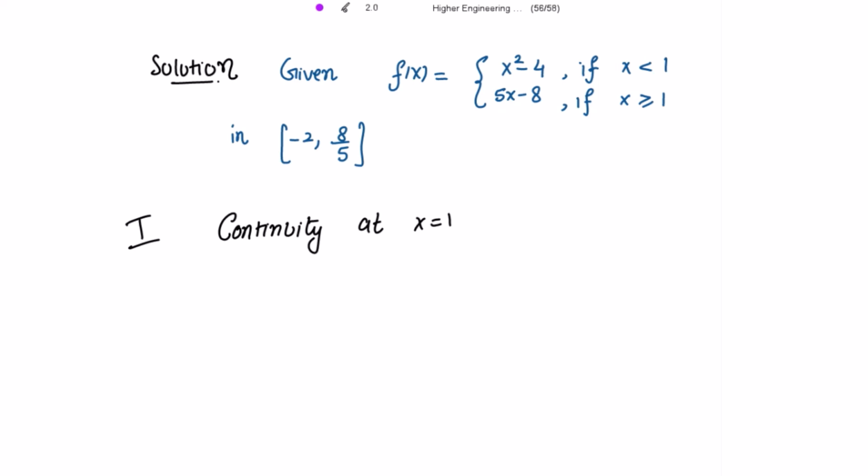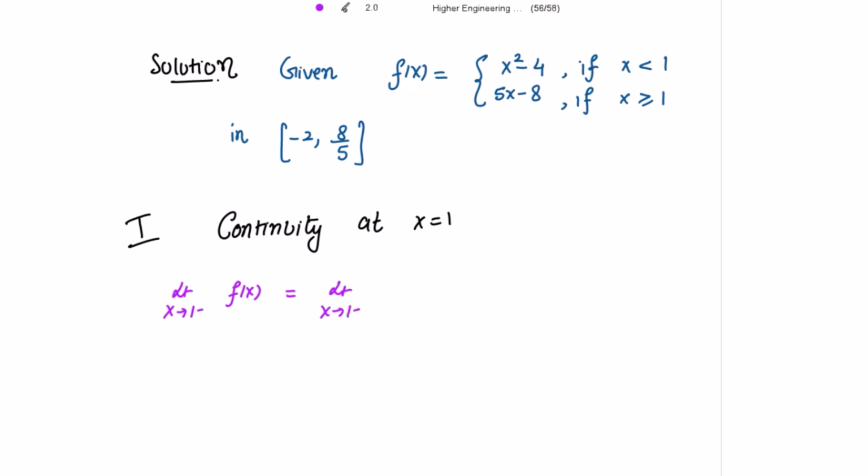So this is the given function, and the first condition of Rolle's theorem is to check the continuity at x equal to 1, right? So let's find out the left-hand limit first. Limit x tends to 1 negative, that is all the values of x strictly less than 1, of the function f(x). For x less than 1, we take the function x² − 4, and putting x equal to 1, we get 1² − 4, that is equal to −3.